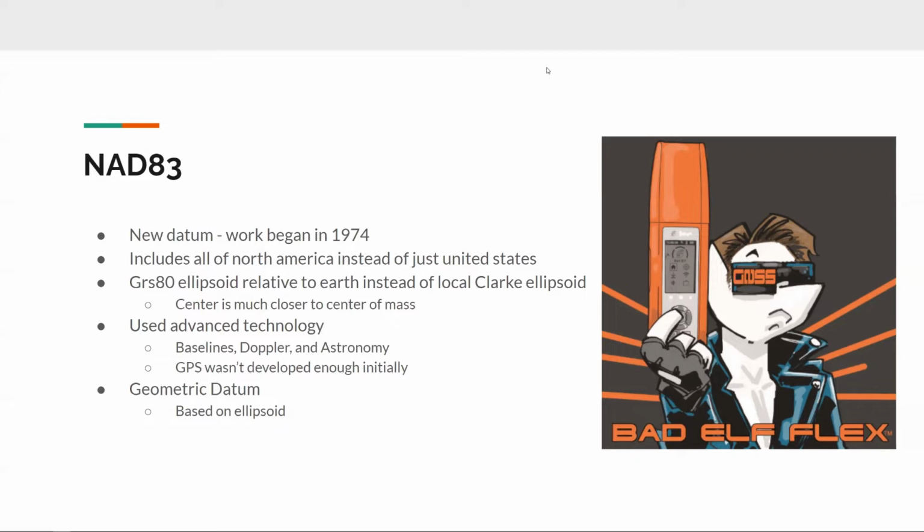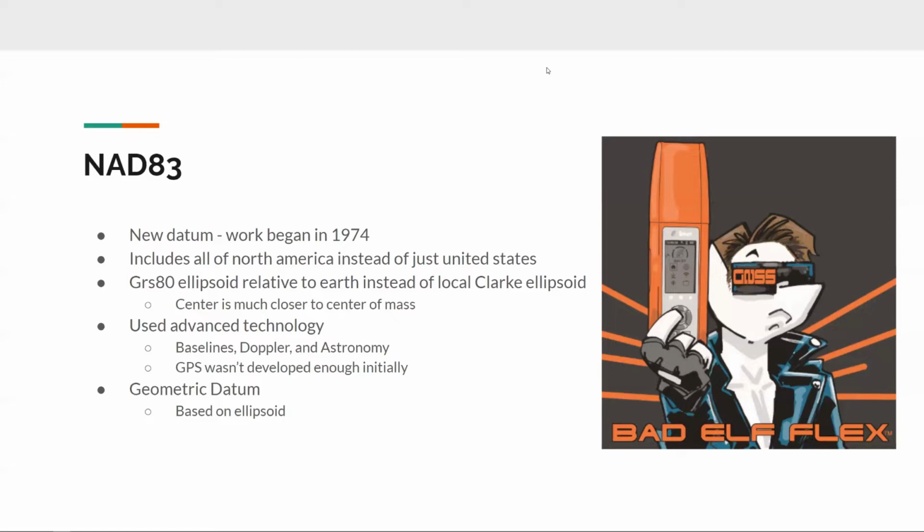And this was relative to the Earth's center of mass, instead of just a local ellipsoid relative to a couple of ranches in Kansas. It used more advanced technology with baselines, Doppler, and some astronomy, which sounds like less advanced technology, but when done right with very sensitive instruments, can actually be incredibly accurate. Originally, GPS was in its infancy, so it wasn't developed enough to see widespread use in the first realization of NAD 83. Again, there are multiple versions of it, so they eventually worked it in, of course.